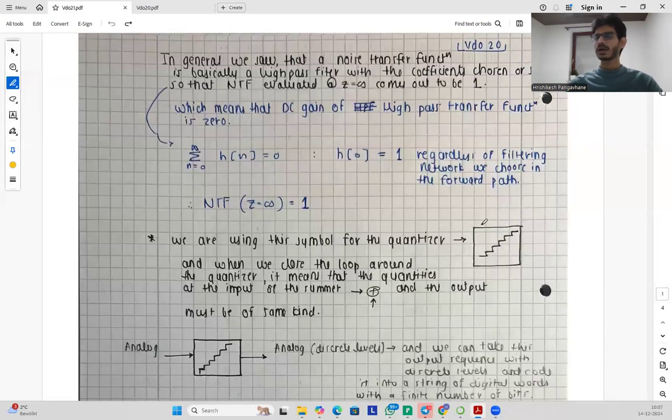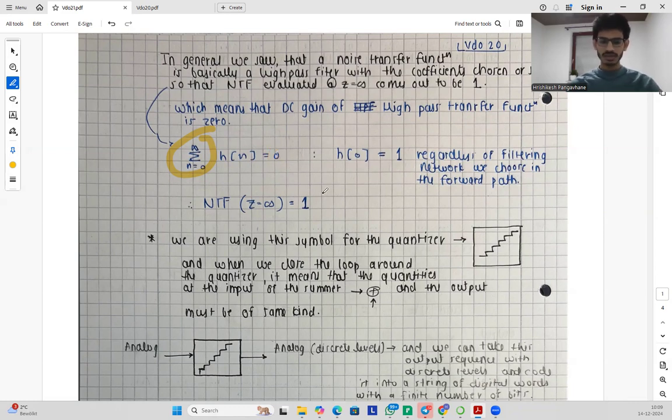So now let's start with this video. In general, we saw that the noise transfer function is basically a high pass filter with the coefficients chosen so that the noise transfer function evaluated at z equals infinity comes out to be 1. So what does this mean basically? It means that the DC gain of the high pass transfer function should be 0, which brings us to the conclusion that the sum of all the samples of h of n should be 0, because at DC the gain of the high pass filter should be 0.